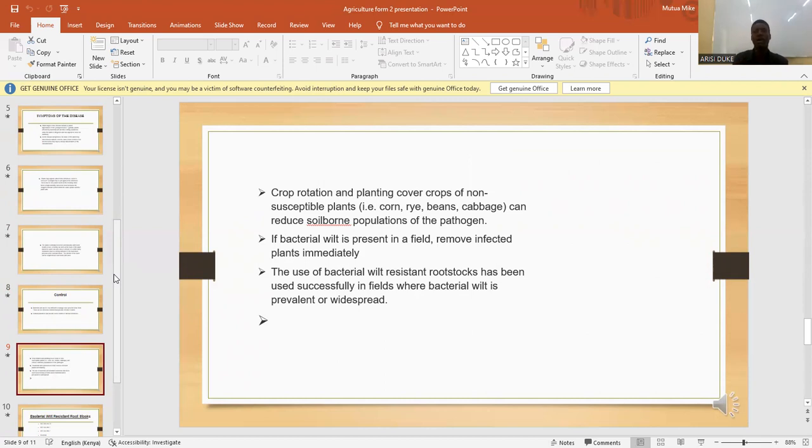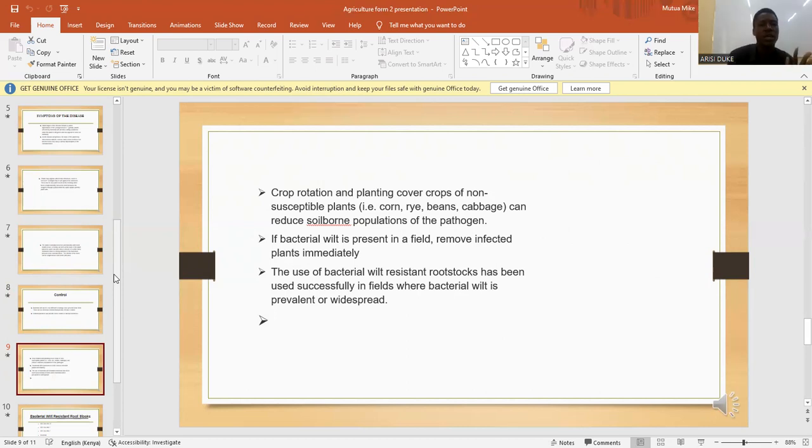If you practice crop rotation, meaning if the previous crops that were attacked by bacterial wilt were in the field, then the initial crops being planted in the same field will not be affected by bacterial wilt. So if you do crop rotation, there is less attack of bacterial wilt on the initial plants within the farm.